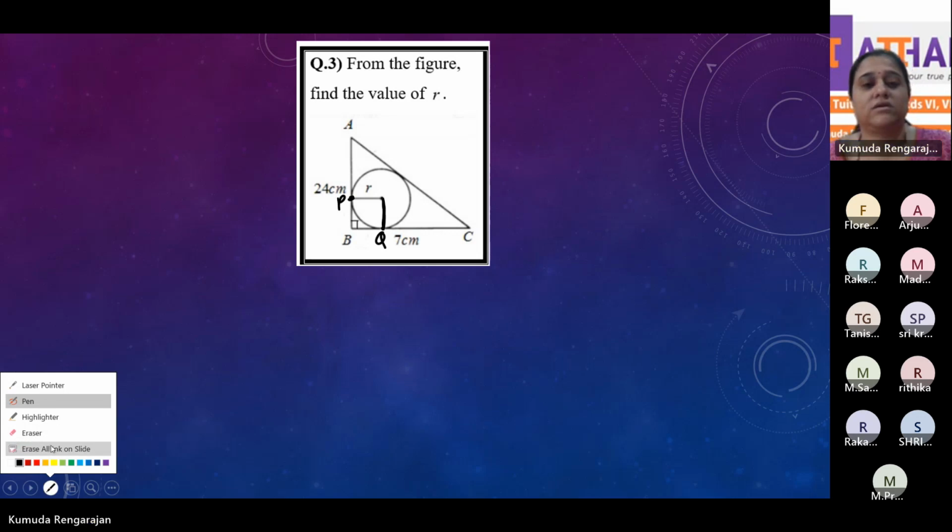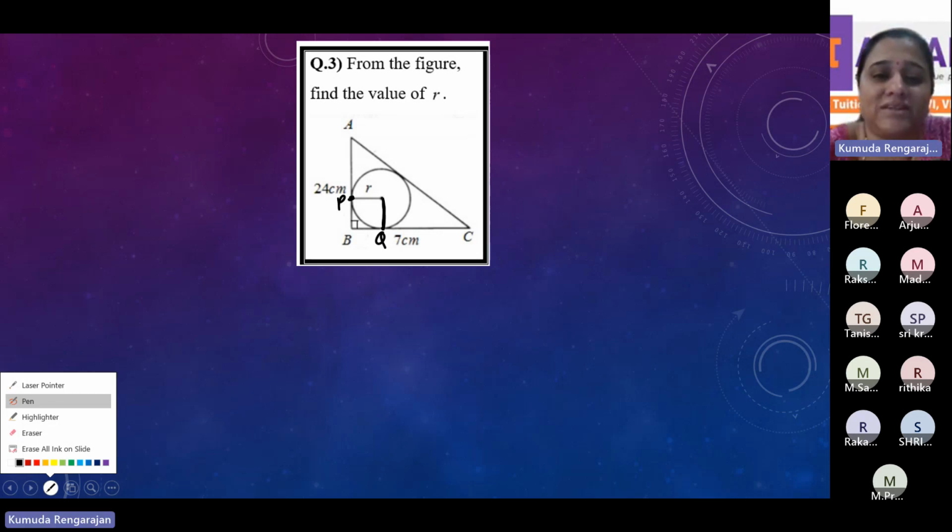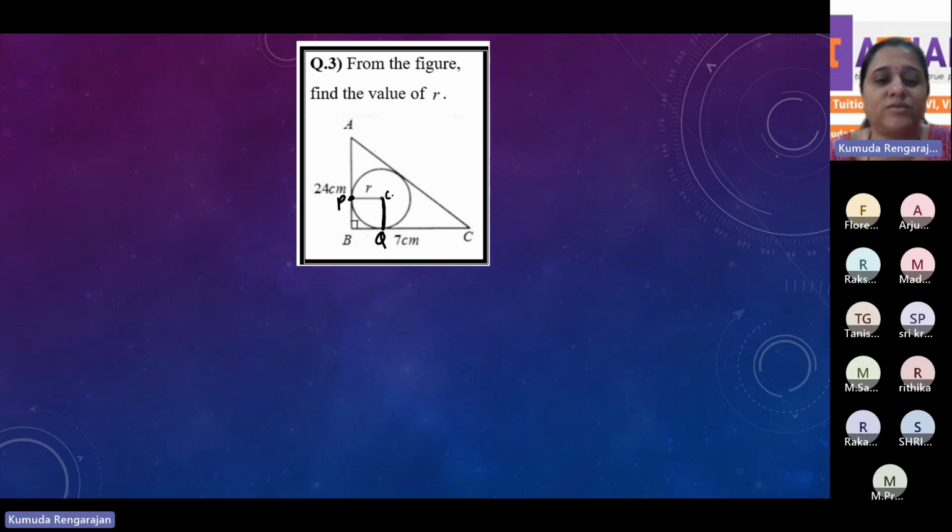What is P? The point where the line segment AB touches the circle. So AB is a tangent to the circle at P, and BC is a tangent to the circle at Q. We have marked them. Now let's mark the center of the circle as O. So OP is a radius. We marked off the points of contact P and Q, and we join OQ, and OP was already connected. If it was not, then you'll have to connect OP.